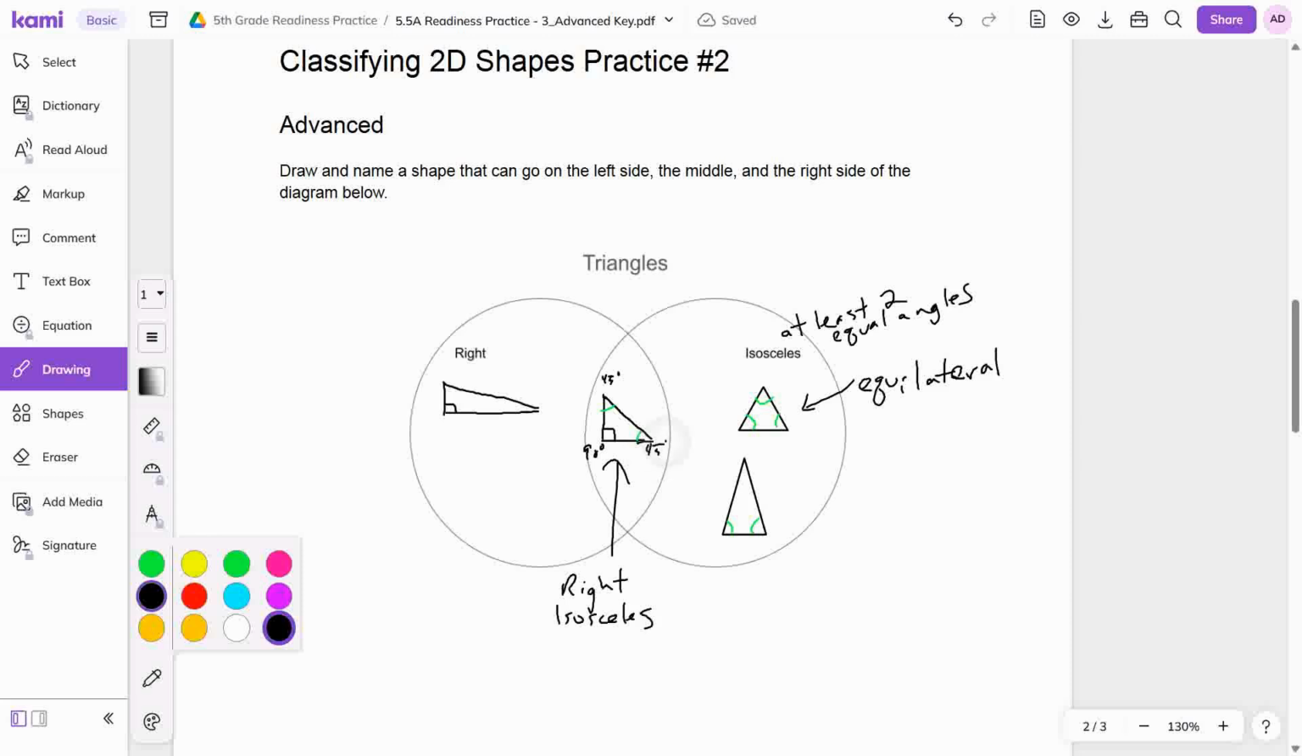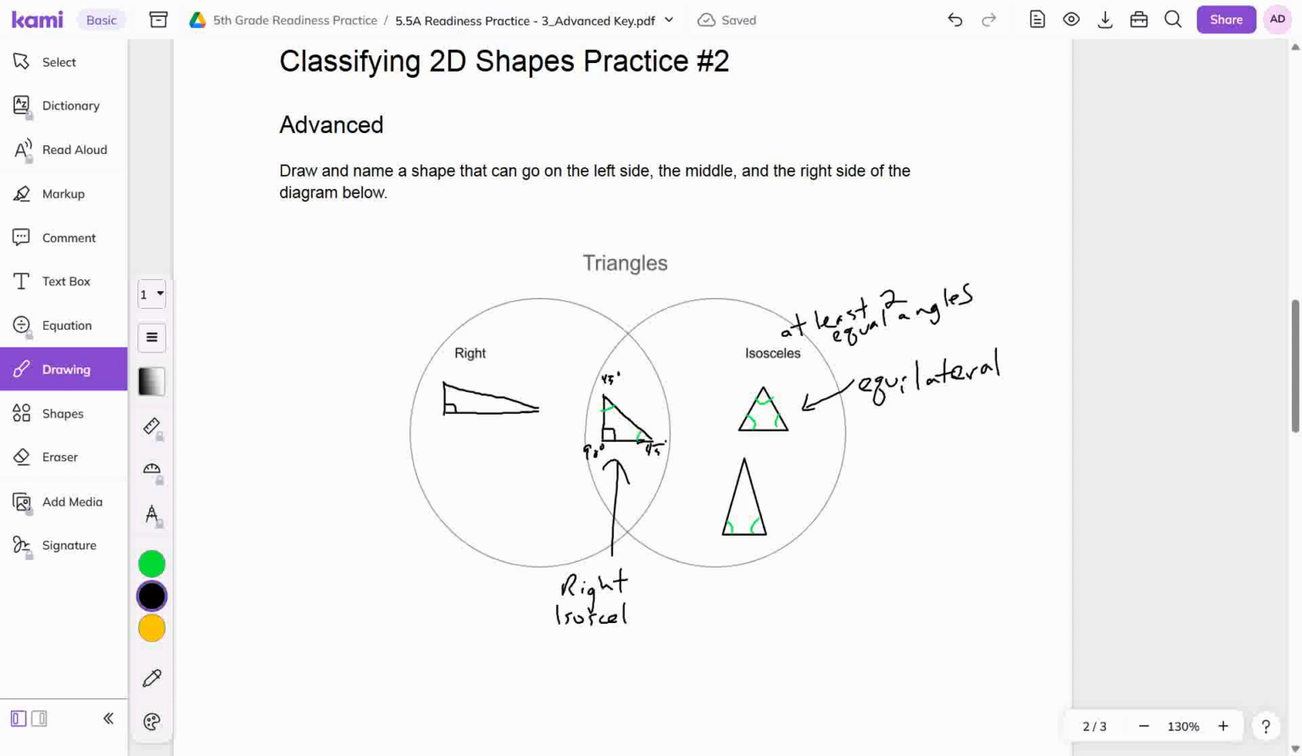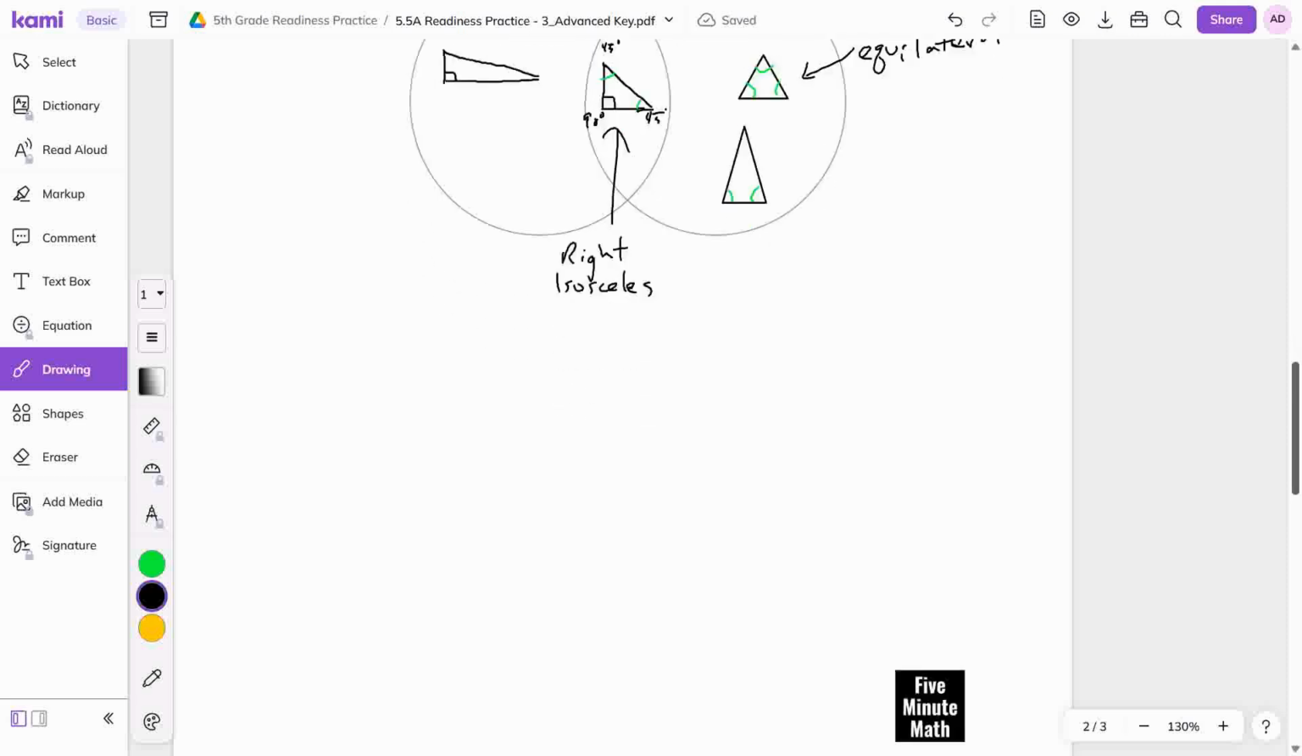So a right isosceles triangle is a special type of triangle that has two equal sides, two equal angles, and a right angle. And so that's what that right isosceles triangle would look like. Now, you cannot draw a right triangle that is an equilateral, so we're not worried about trying to overlap those two.